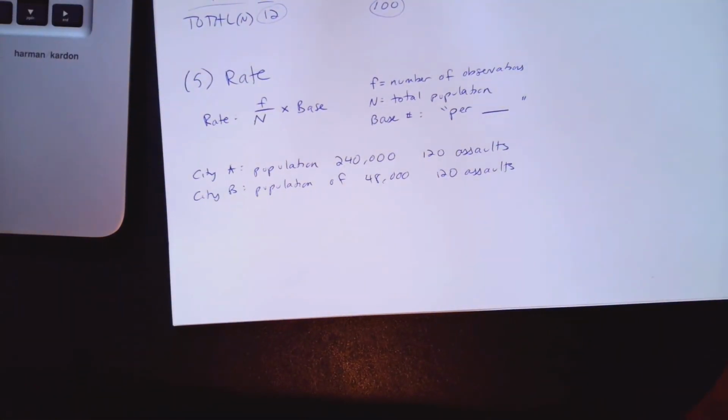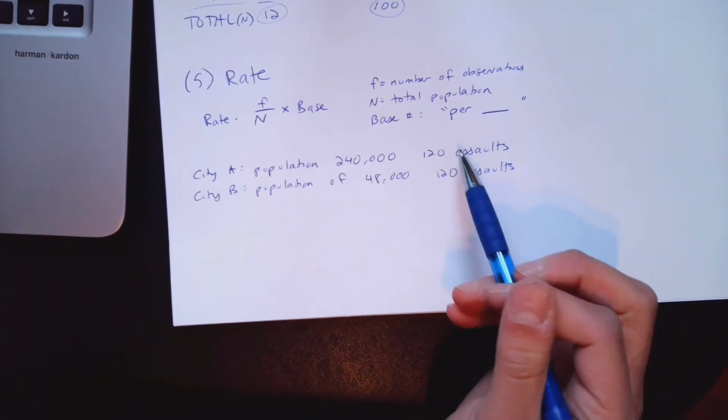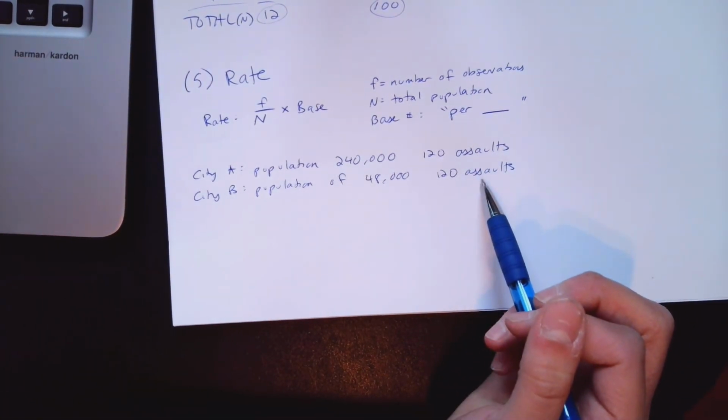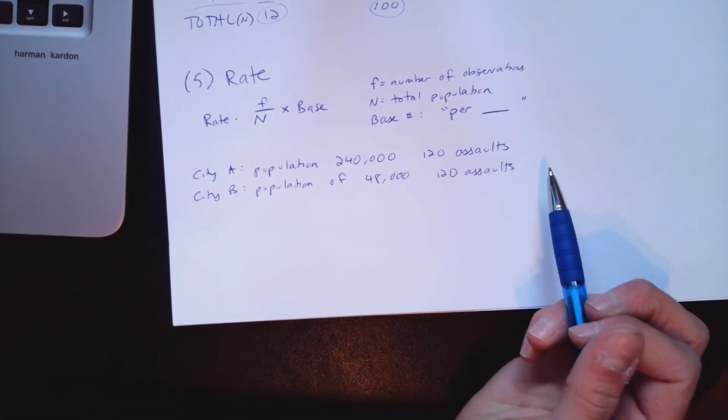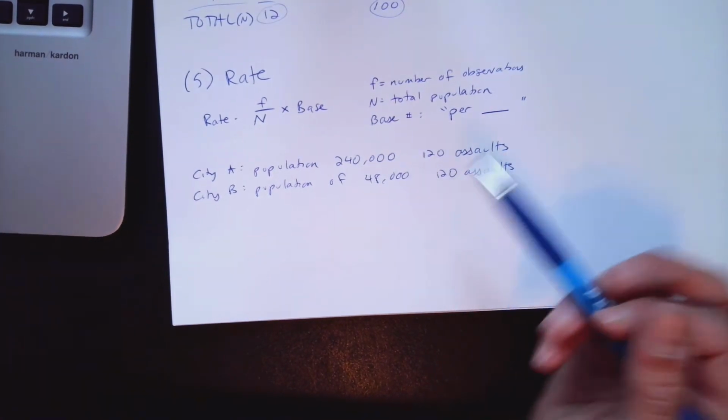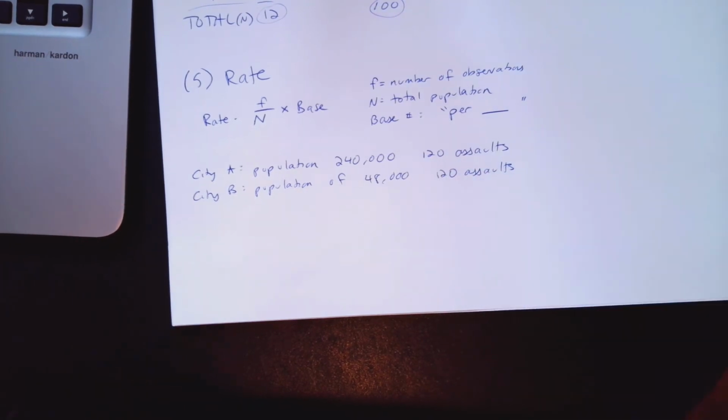Well, just looking at our total numbers here, we've got 120 assaults in this city and 120 assaults in this city. So it would look like they're the same. But the issue here is that we're not taking into account the number of people in each city. So by calculating rates for these cities, we can find out, per 100,000 people or per 10,000 people in a city, how many assaults did we have? And so for this example, I'm going to calculate the rates of assault per 10,000 people in each city.